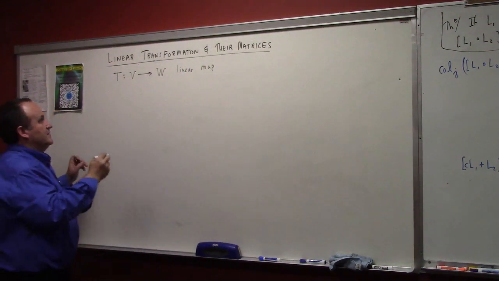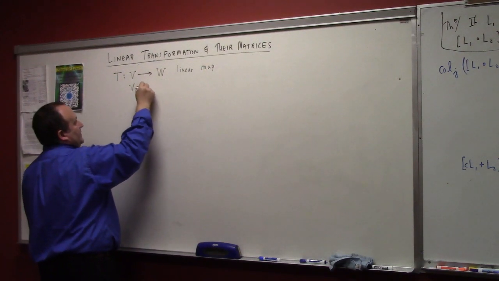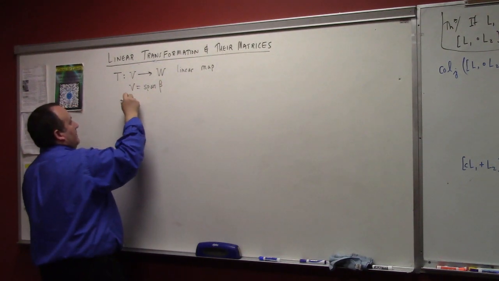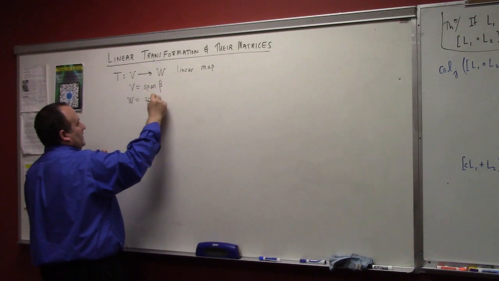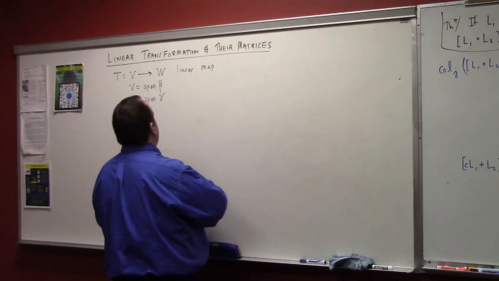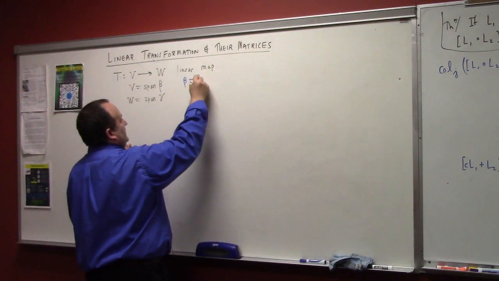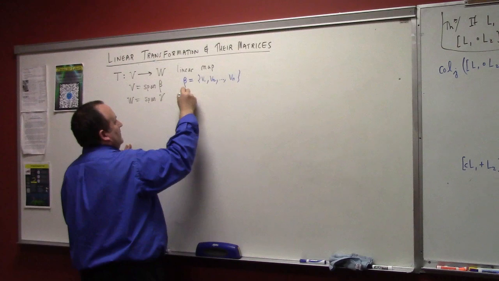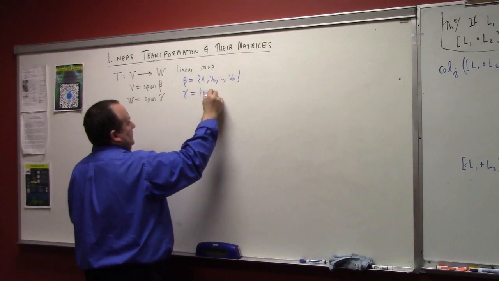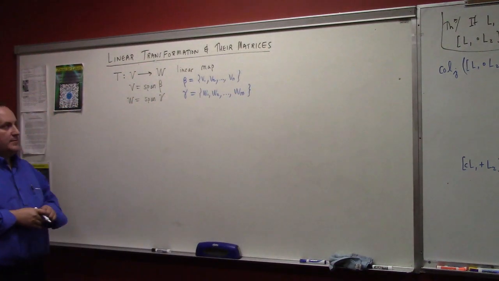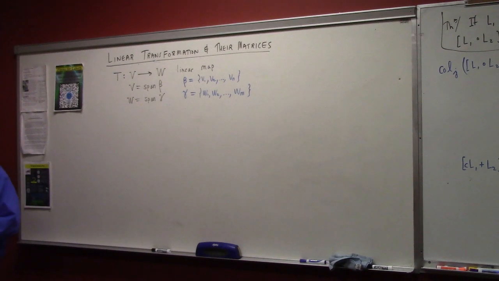And let's fix our notation. Let V equal the span of beta, and W equal the span of gamma, where we'll use the notation beta is equal to v1, v2, ..., vn, and gamma will be, let's say, w1, w2, ..., wm. So I'm keeping with my use of n for the domain dimension and m for the codomain dimension. All right.